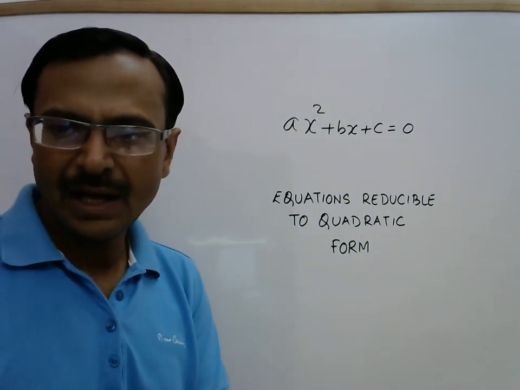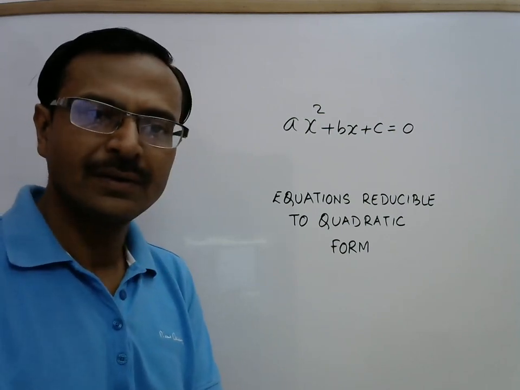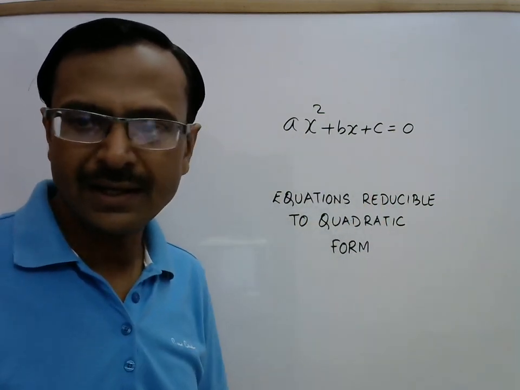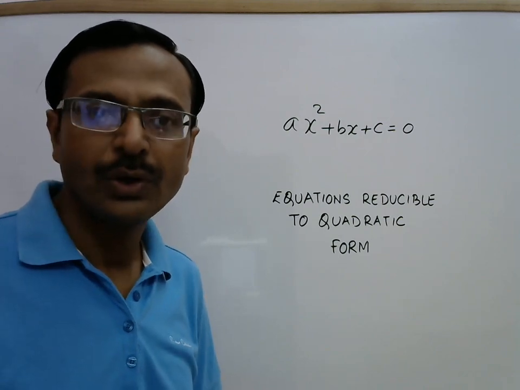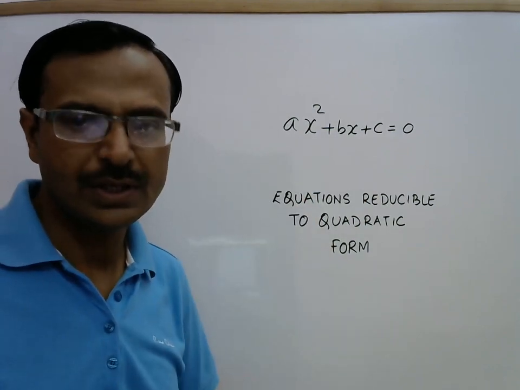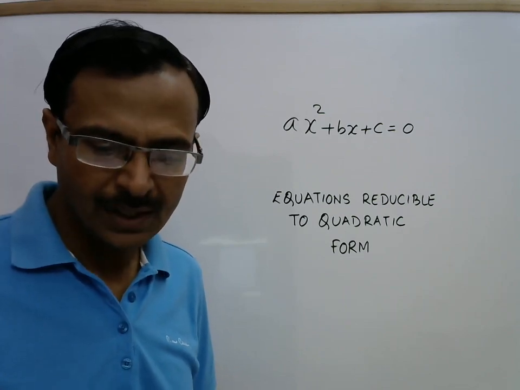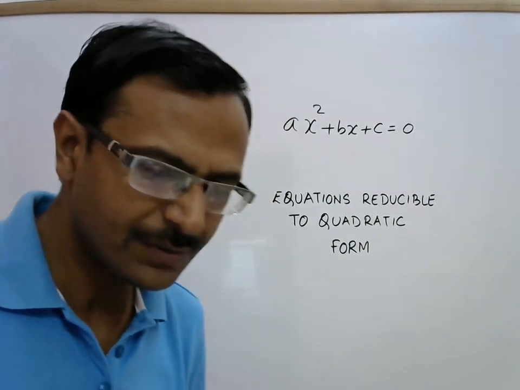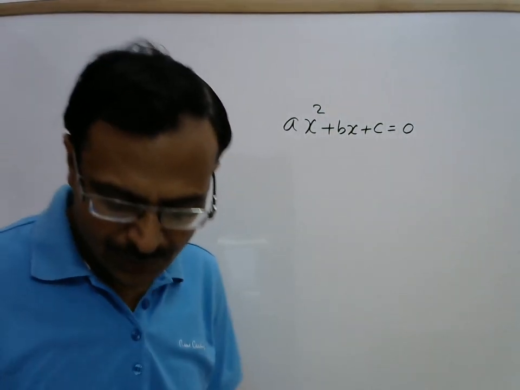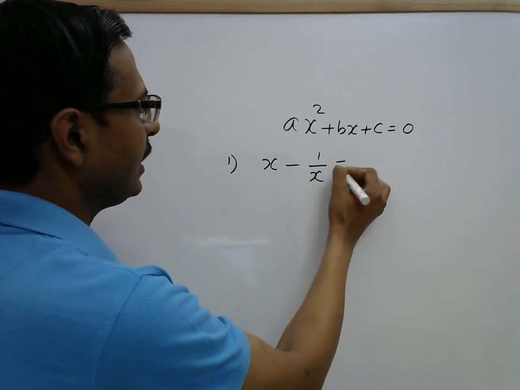But sometimes it happens that the equation is not given in this exact form. So in that case, you have to reduce it in this form and then solve it using any of the three methods which we have already discussed on the live stream. So let me tell you one example of such an equation which can be reduced to quadratic form. Suppose we have a question x minus 1 upon x equal to 3.